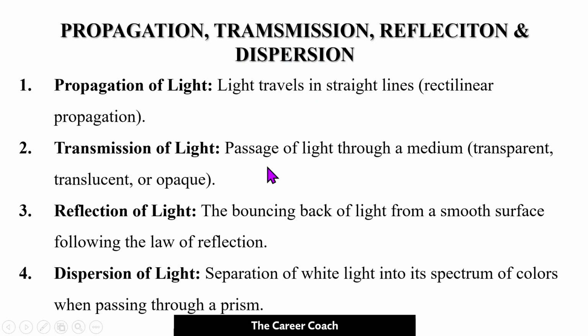Transmission of light. Passage of light through a medium is transmission of light. Materials may be transparent, translucent, or opaque. Reflection of light: the bouncing back of light from a smooth surface following the law of reflection. Dispersion of light: separation of white light into a spectrum of colors when passing through a prism.